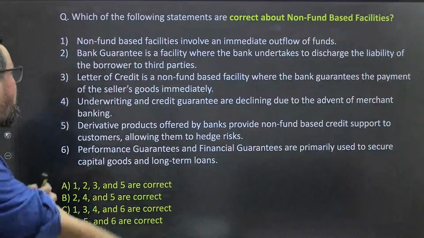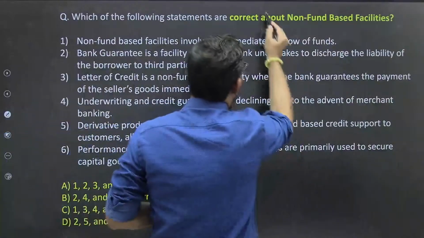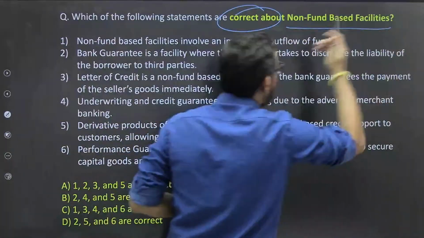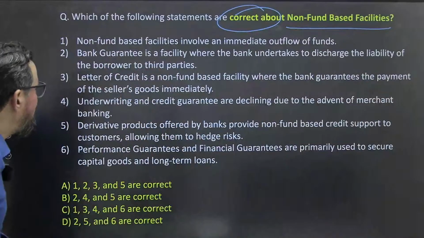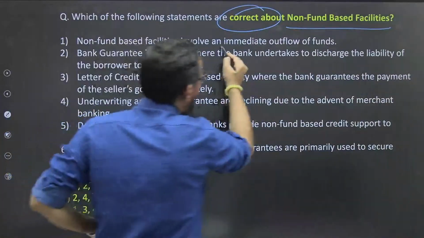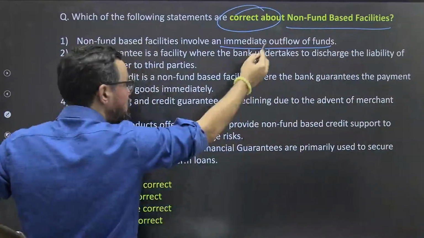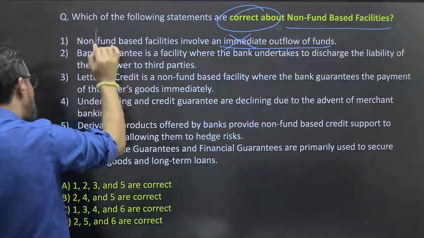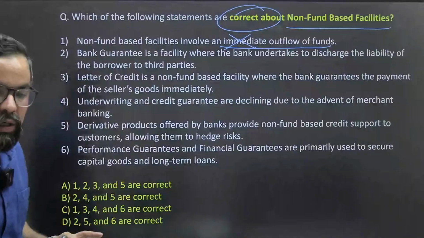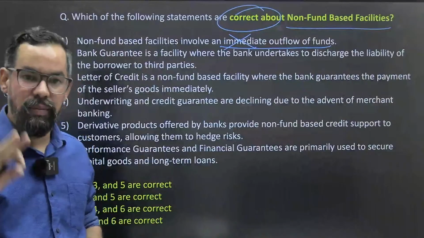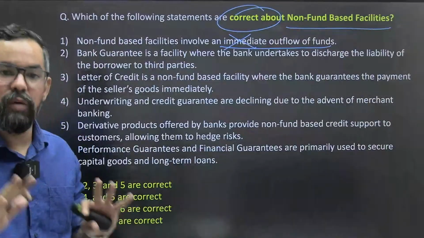Next one, guys. Which of the following statements are correct about non-fund based facilities? So, non-fund based facilities involve an immediate outflow of funds. No, there is no outflow of funds first of all. At least it is not immediate. It is on the basis of the occurrence of that particular contingency.